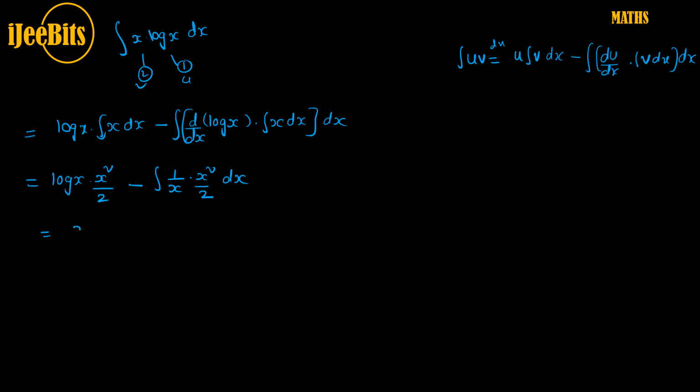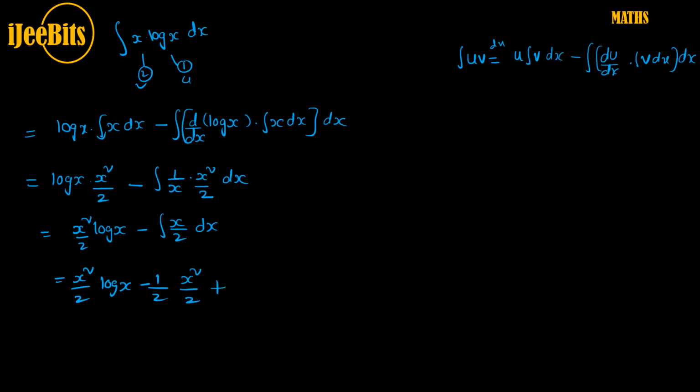Now let's see. This would remain the same. So I will make it x squared by 2 log x minus, here x times 1 by x, right? So it becomes x by 2 dx, which is basically 1 by 2 into x. Then you can further simplify: x squared by 2 log x minus 1 by 2 times the integration of x, which is nothing but x squared by 2, plus c.